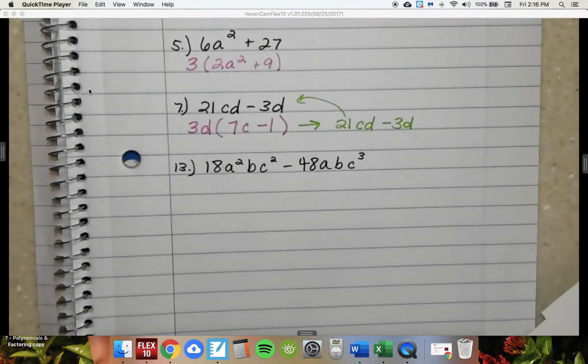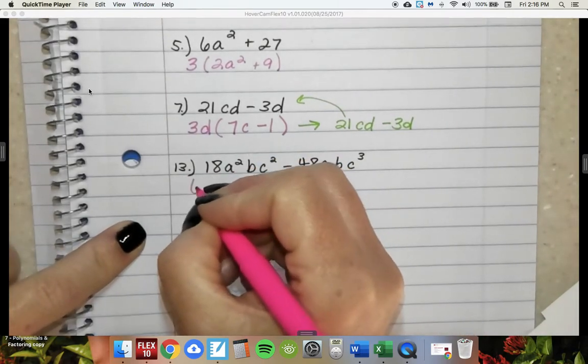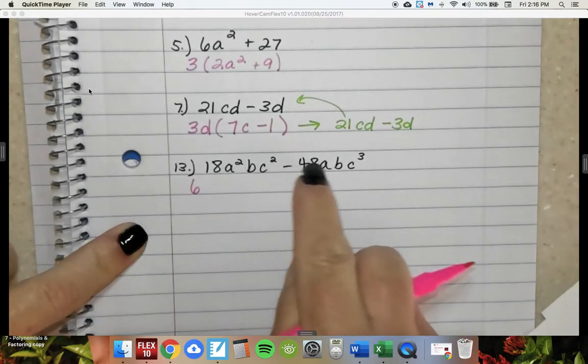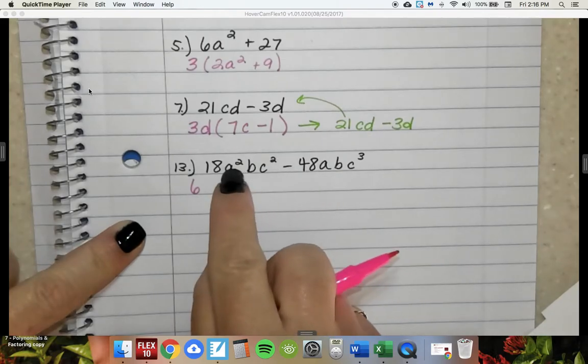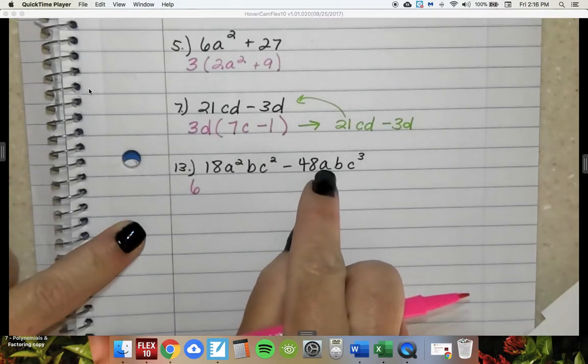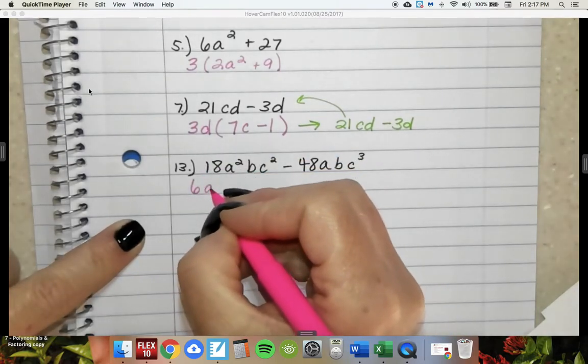Okay, coefficients first. What can you take out of an 18 and a 48? Again, think the biggest possible number. Biggest possible number that can come out of an 18 and a 48 is a 6. A squared and A. Well, how many A's can I take? He's got 1, he's got 2. That means I can only take 1 out. He's only got 1 to give. So that's the most A's you can pull out of both. We're going to take 1 A out.